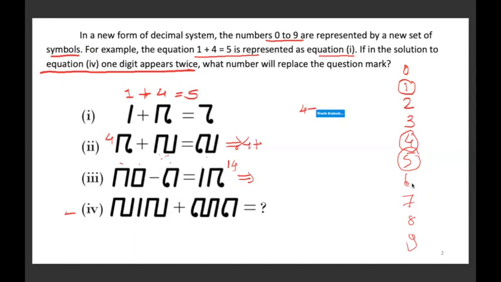What are the possibilities? 4 plus 2 equals 6. 4 plus 3 equals 7. 4 plus 4 is not possible because we know this number is 4. 4 plus 5 is also not possible because 5 is this number, so it's not possible. And 4 plus 6 will be a double digit number 10, so that is also not possible. So in the second equation there are only two possibilities: 4 plus 2 and 4 plus 3. Also, from the third equation we found that a double digit number minus a single digit number will be 14.